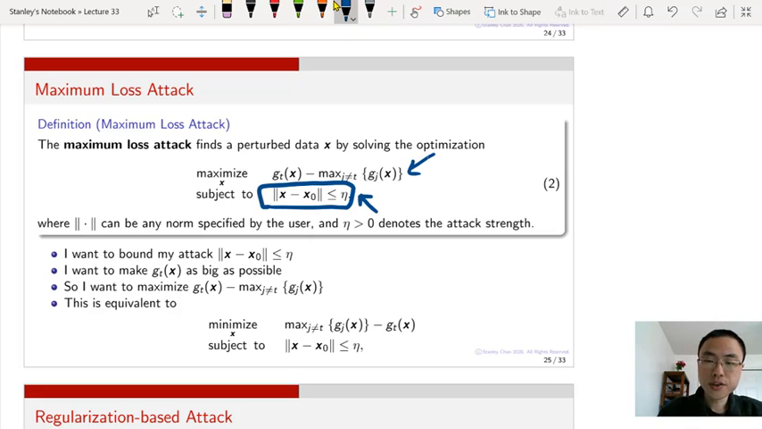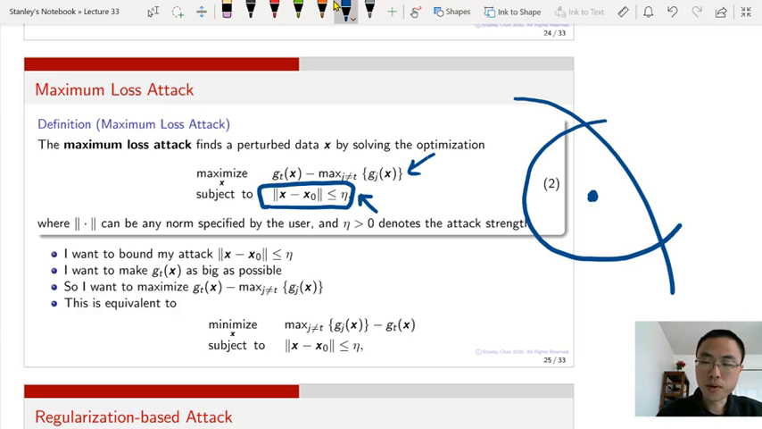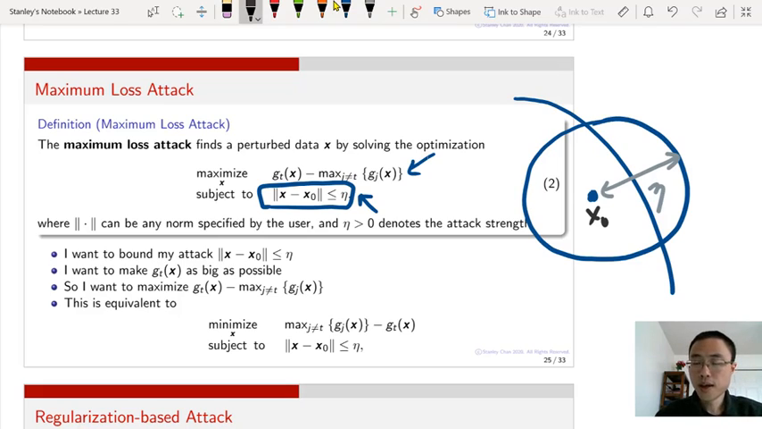Okay, so what does it mean? I have a decision boundary, I have a data point, and then I will draw a ball. This ball, according to this equation, will have a radius of eta. This is x0. I want to draw a ball of radius eta, and all my attack has to be living within this eta ball, and then I want to find a point x such that my objective function is maximized.